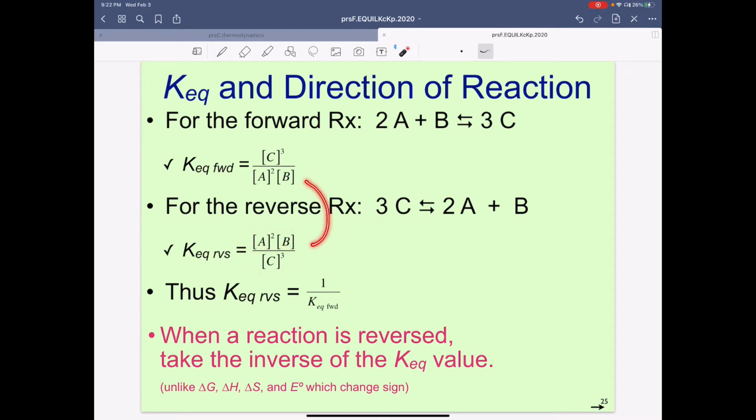If you compare these two, you can notice that this second reaction is the inverse. So the punchline is here that when we reverse a reaction, we will take the inverse of the K value. Let's contrast that to what we were doing for G, S, H, and E, in which when we reversed a reaction, we changed the sign. We will not change the sign of the equilibrium constant. We instead will take the inverse when we reverse a reaction.